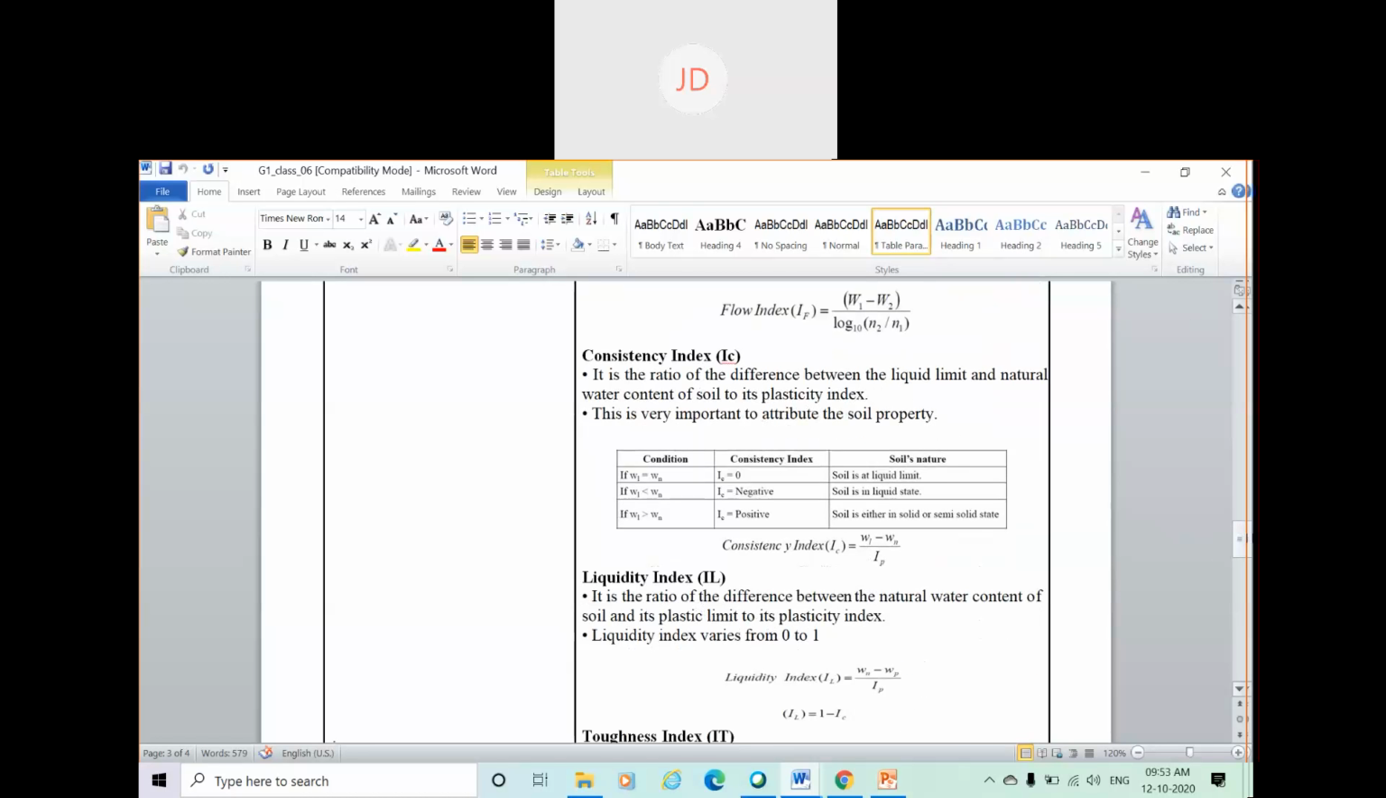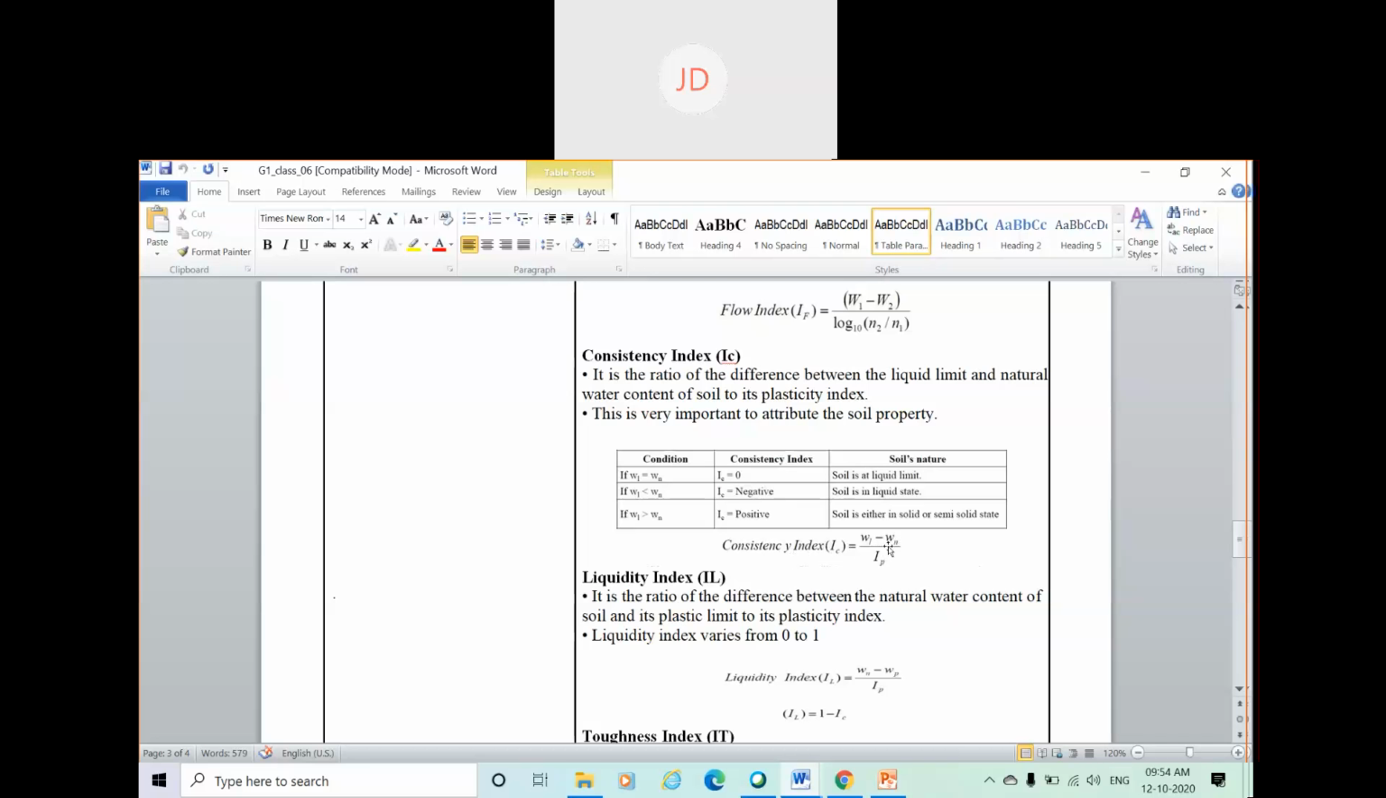Next, consistency index. In some exams, these formulas are frequently asked, the consistency index and liquidity index. So just try to remember this formula. What is consistency index? Denoted by capital I suffix C. Consistency index is defined as a ratio. You can see WL minus WN, that is natural water content. WN means the natural water content that is determined from the soil taken directly from the field. It is called natural water content.